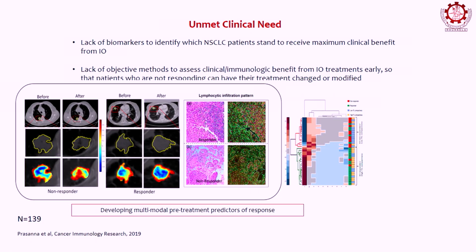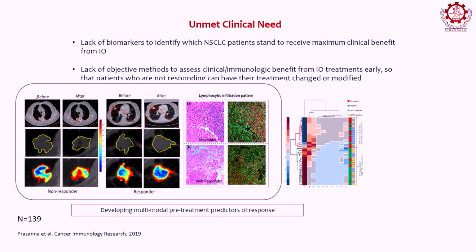So, there is a lack of biomarkers to identify which non-small cell lung cancer patients can receive maximum benefit from immunotherapy, and also a lack of objective methods to assess the immunologic benefit from these immune checkpoint inhibitors early, so that patients who are not responding can have the treatment changed. First, I will talk a little bit about some of the radiomic analysis that we did, the texture analysis, if you remember the collage features.